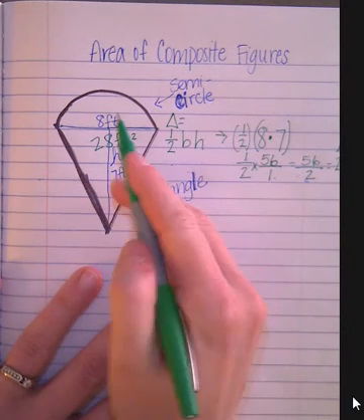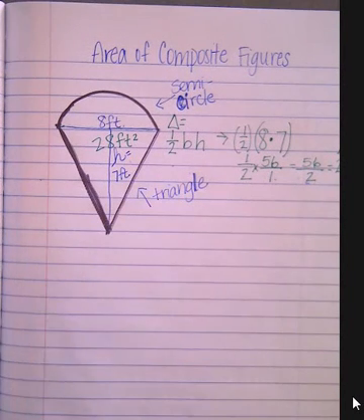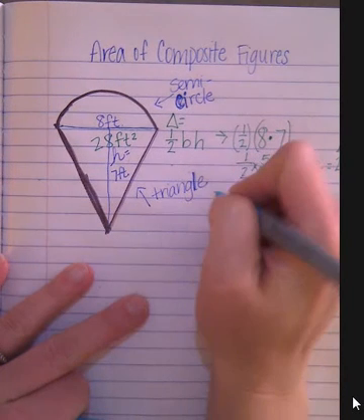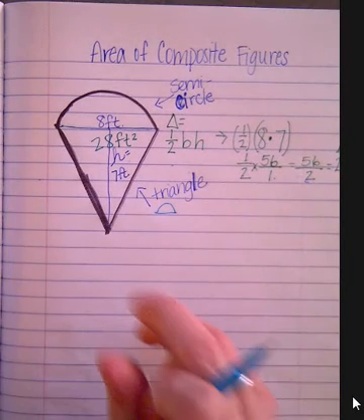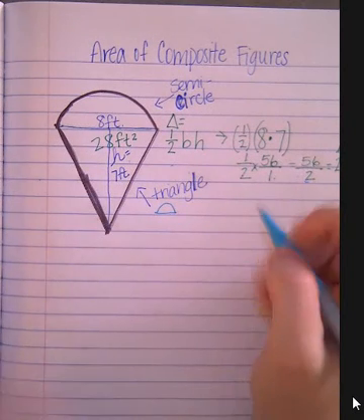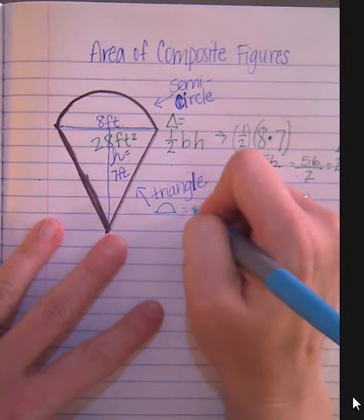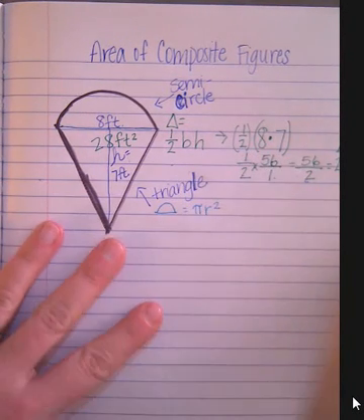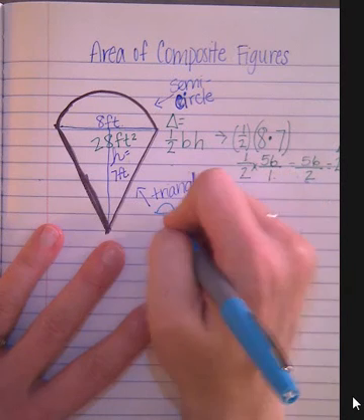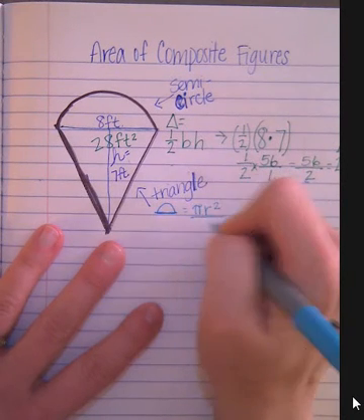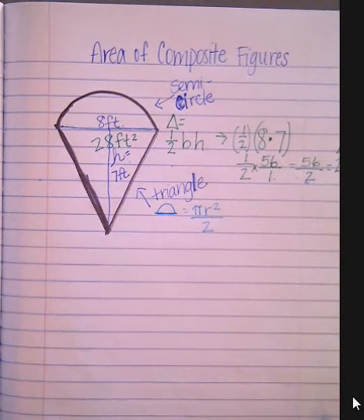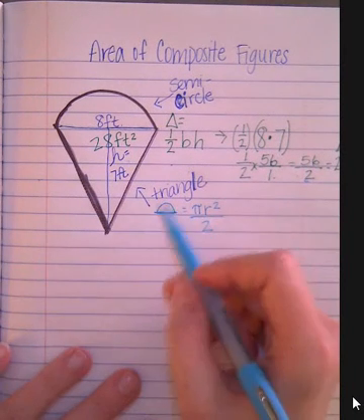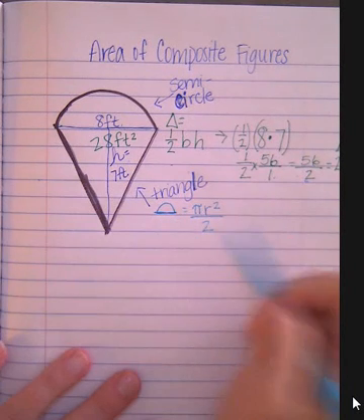So now we need to get the semicircle part. The area of a circle is pi times r squared. And since it's only half of a circle, we're going to divide that by 2. Normally it would just be pi r squared, but since we only have half the circle at the top, we have to divide it by 2.